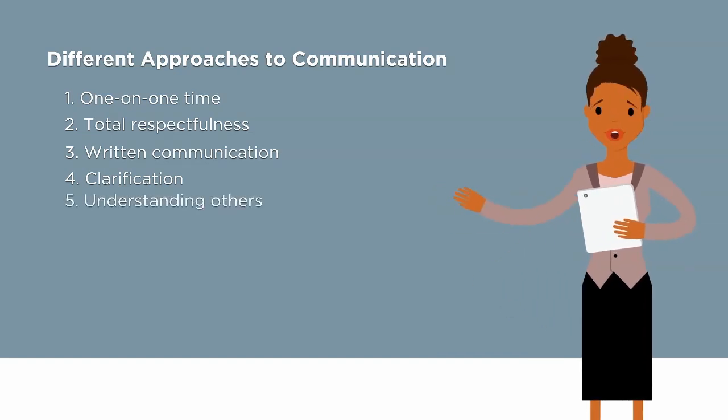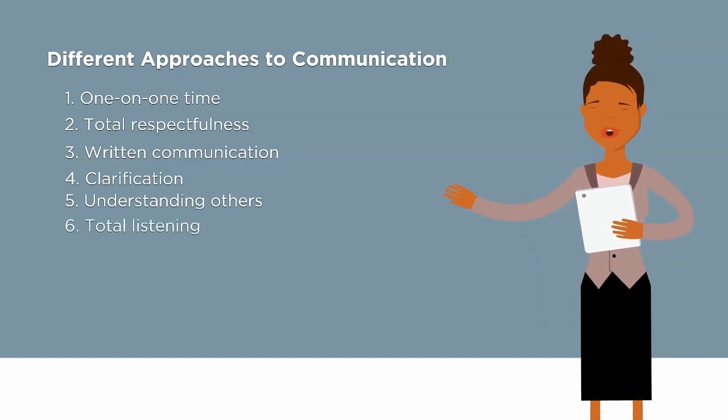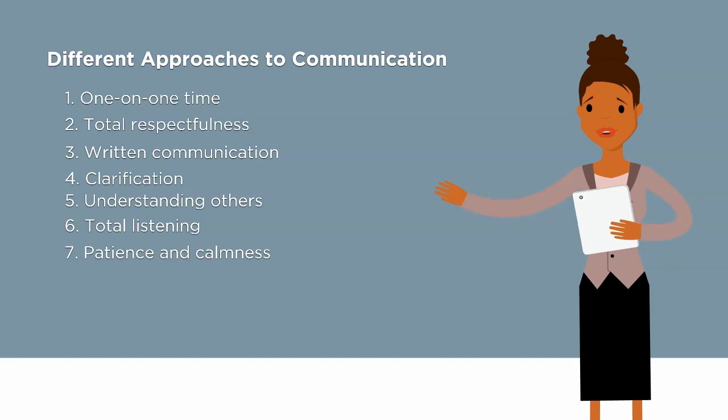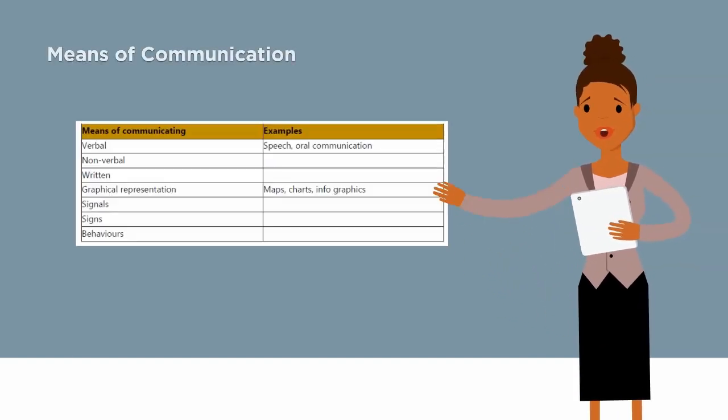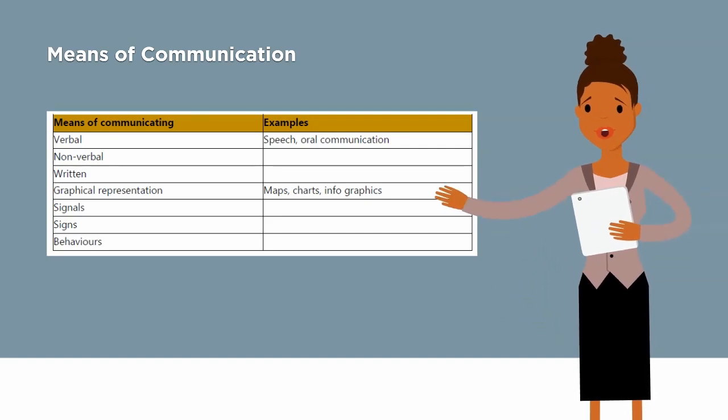5. Understanding others. Prioritize the importance of others. 6. Total listening. Prioritize the client or colleague and the issue at hand. 7. Patience and calmness. Key attributes for effective communication. Means of communication. Communication involves the creation and exchange of meaning through various means.